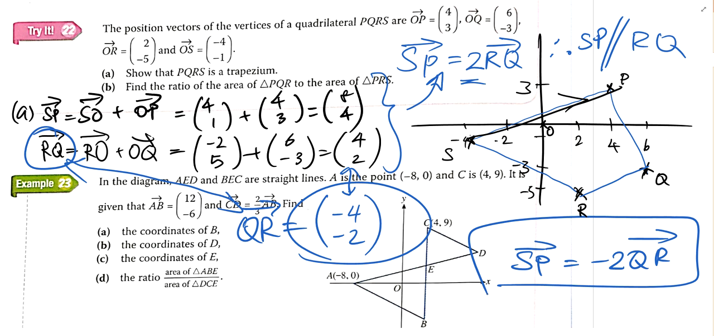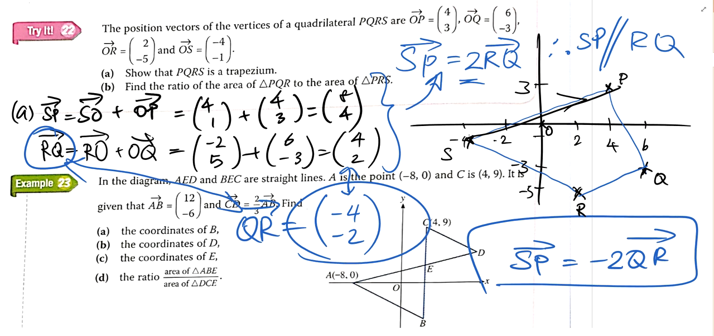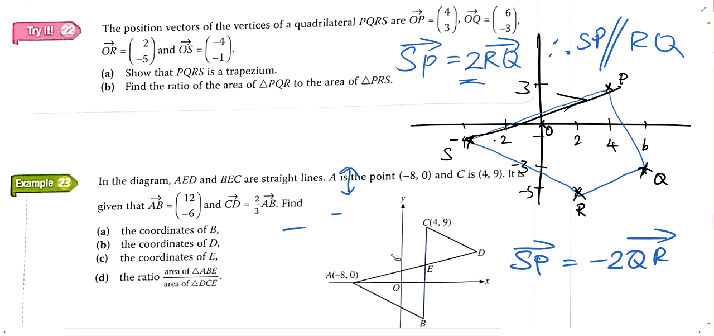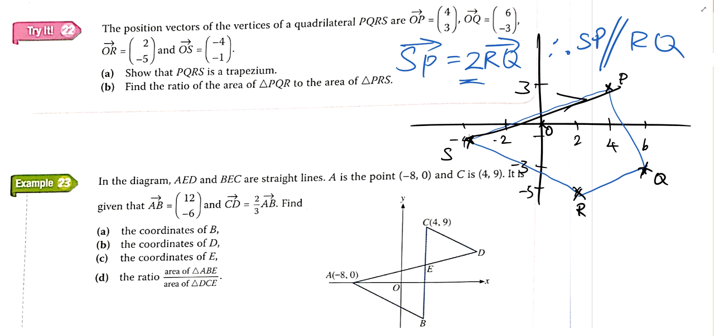Okay, next. Part A is done already. Okay, let's put this back. SP is 2 times of RQ. Okay, that was our conclusion. Now for part B, find the area of PQR to RPS. Good thing that I sketched it out. So PQR, this triangle to PRS, okay. So yellow to green.